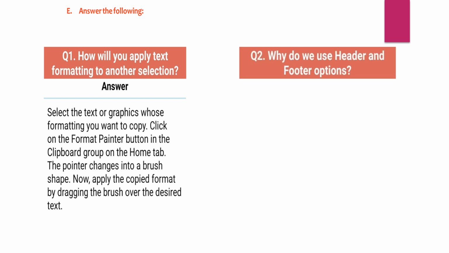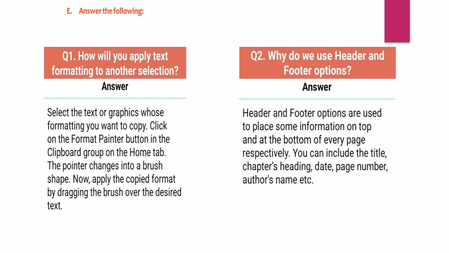Second question, why do we use the header and footer option? Simple, header and footer options are used to place some information on top and at the bottom of every page, respectively. You can include the title, chapter's heading, date, page number, author's name, etc.